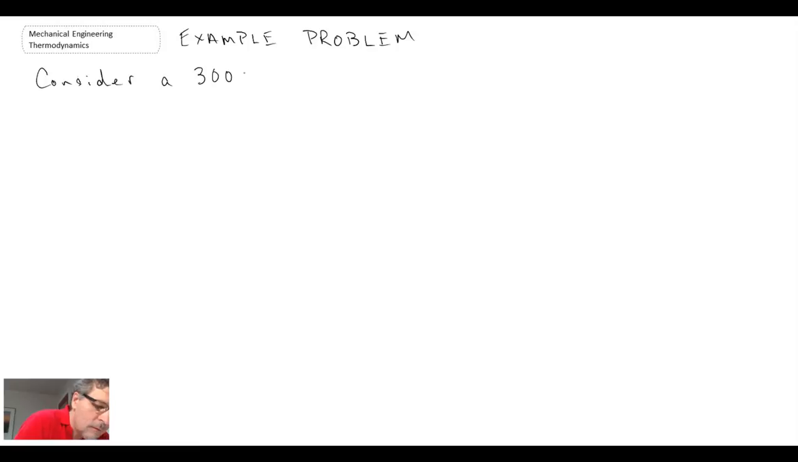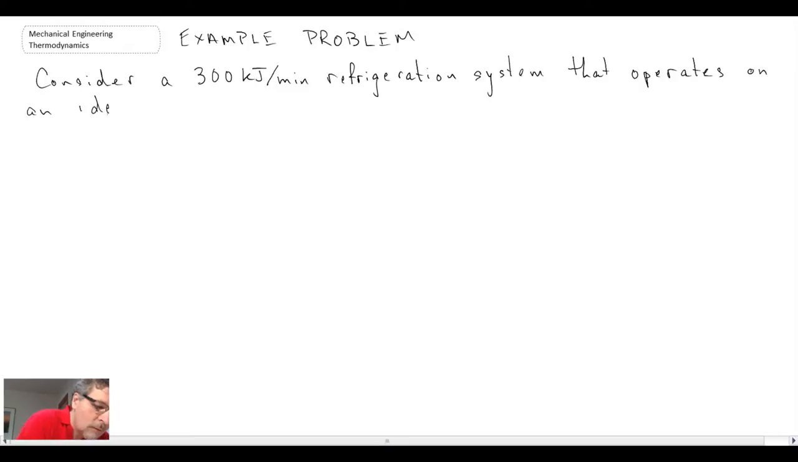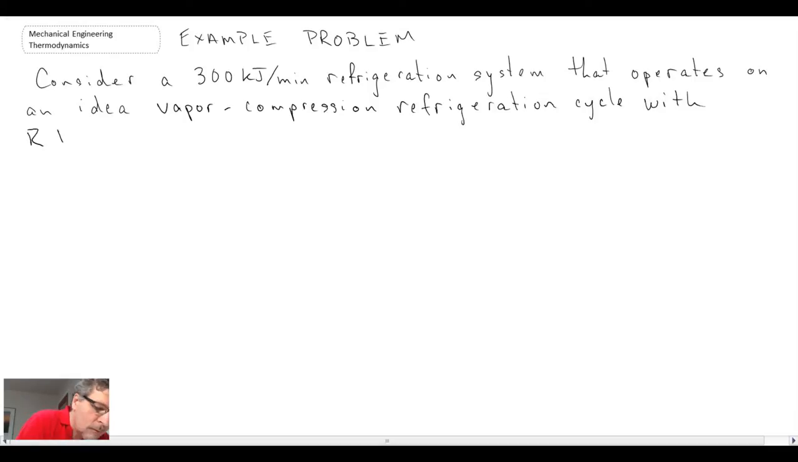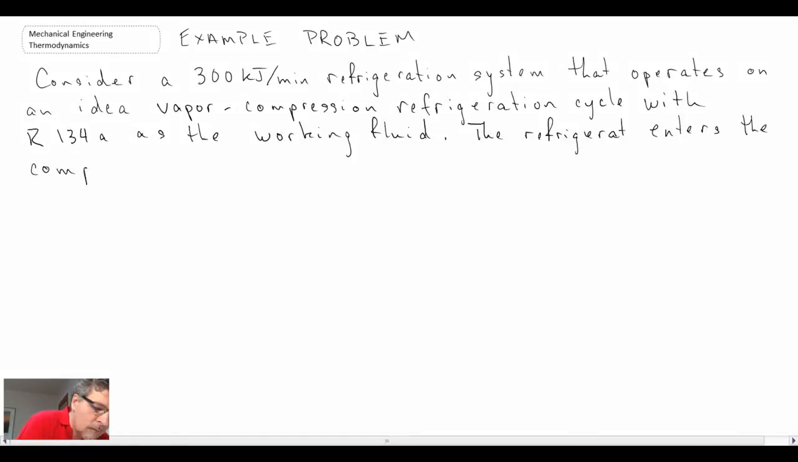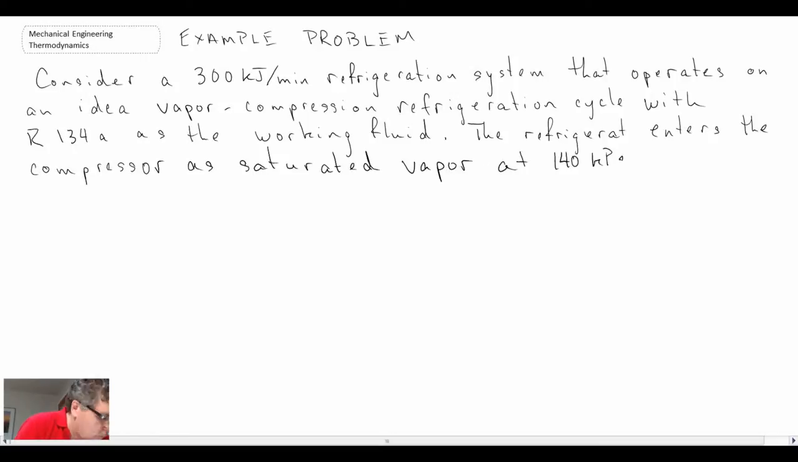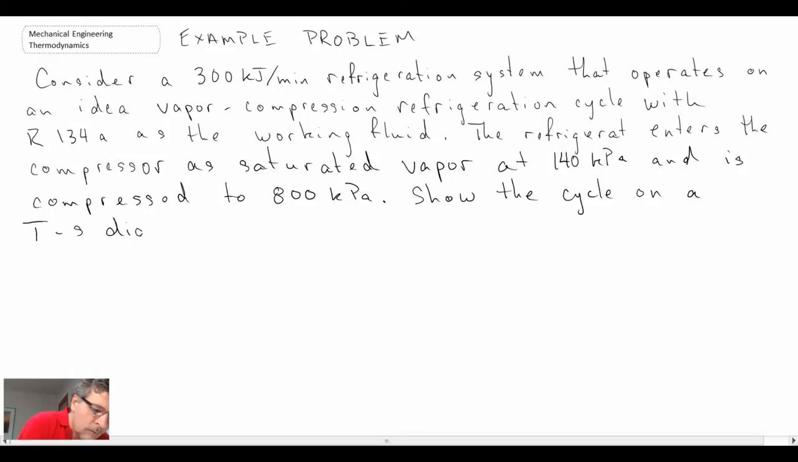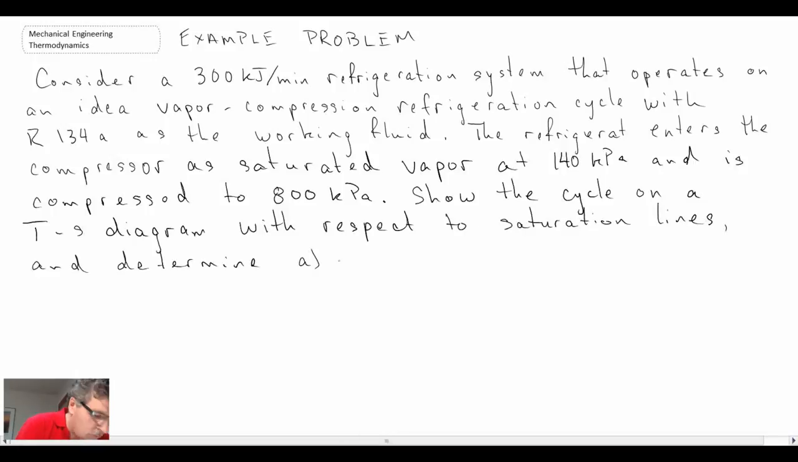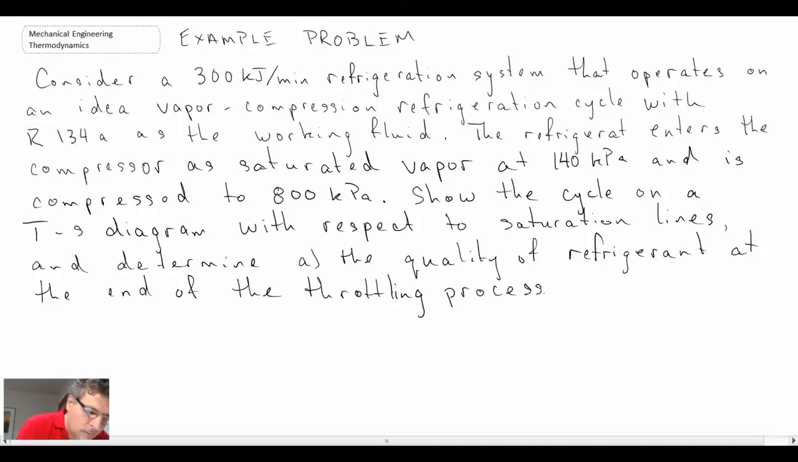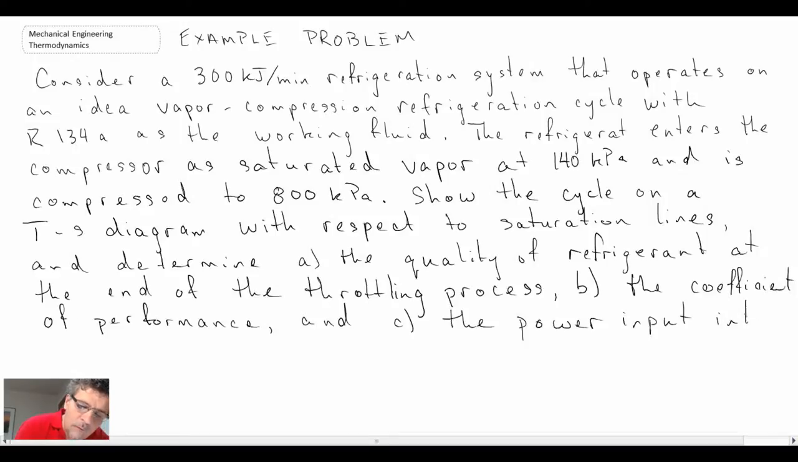We're now going to work an example problem involving an ideal vapor compression refrigeration cycle, and it will be using R134a as the working fluid. So what I'll do beginning is write out the question. So there's our problem statement.